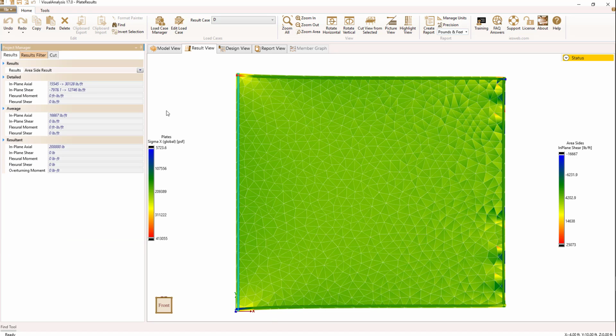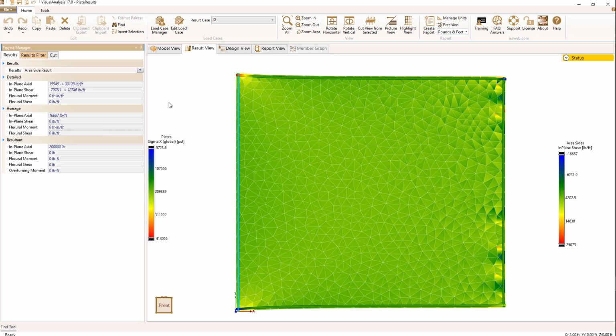Now then, let's select this side that has the reaction that we want to look at, and then go to the Results tab and look at what's displayed. For this side, we're seeing it has an in-plane axial value, an in-plane shear value, no flexural behavior. The average values for in-plane shear are 0. For in-plane axial, we have 1,667 pounds per foot. And then for reactions, we have 200 kips. In-plane shear is 0, moments are 0. Notice how this 200 kips matches our applied load of 200 kips.